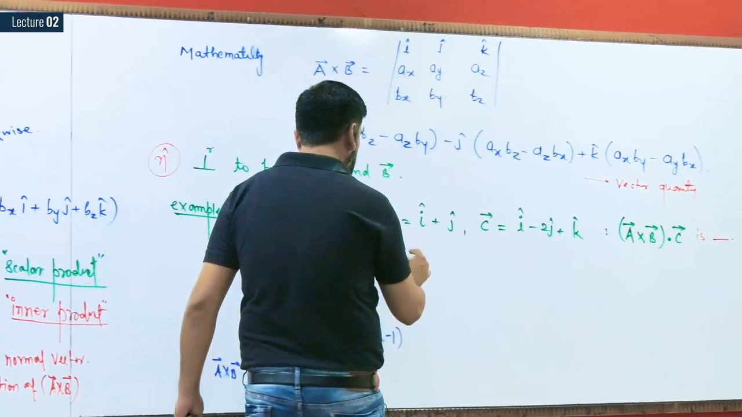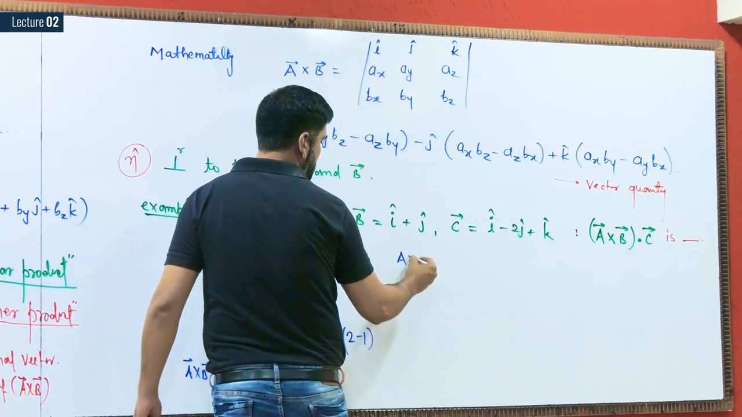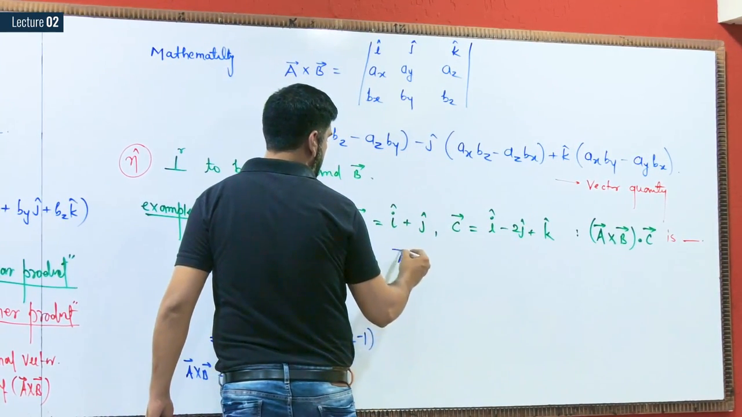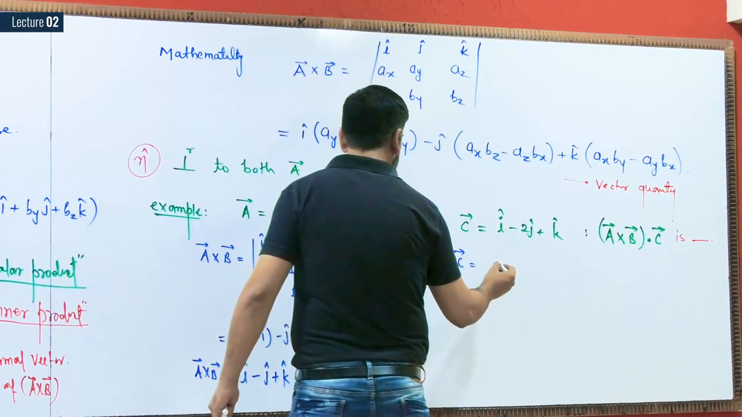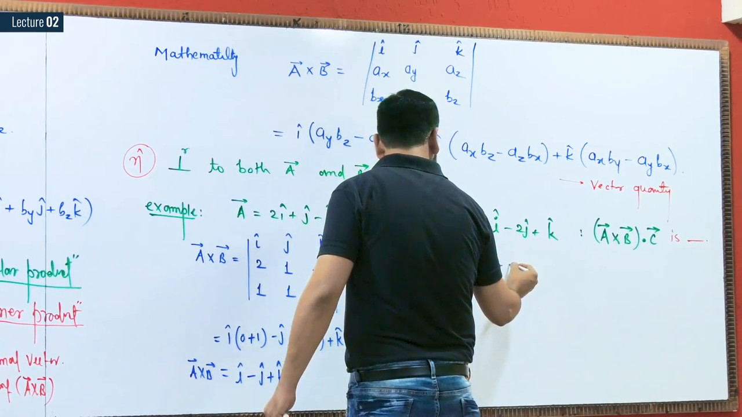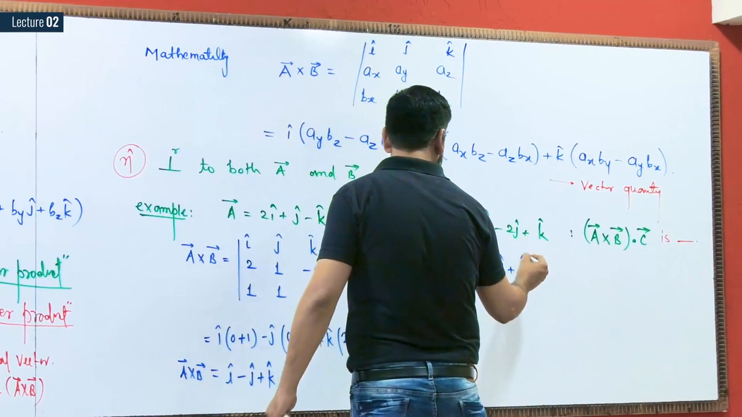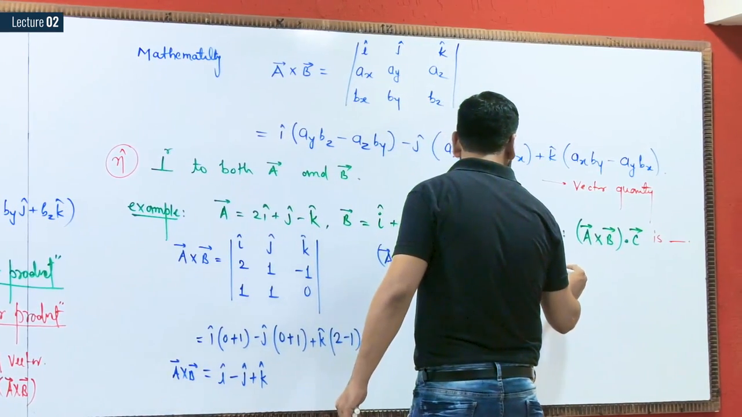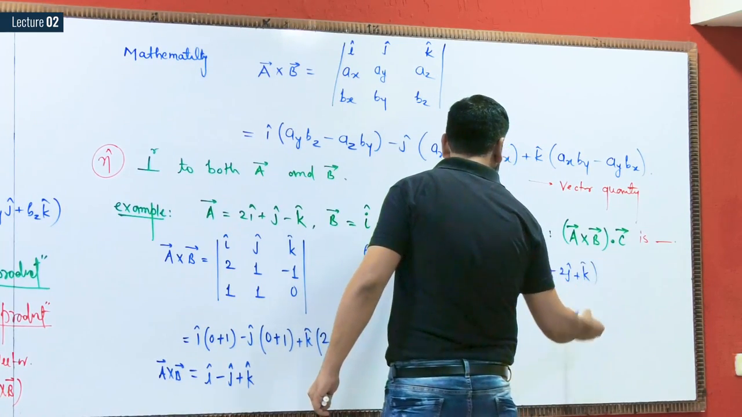Now what we need to apply is A cross B dot C. So I'm writing here A cross B and dot C. So what is A cross B? A cross B is nothing but I minus J plus K, correct? And dot C. So what is C? I am having here I cap minus 2J cap plus K cap, correct?